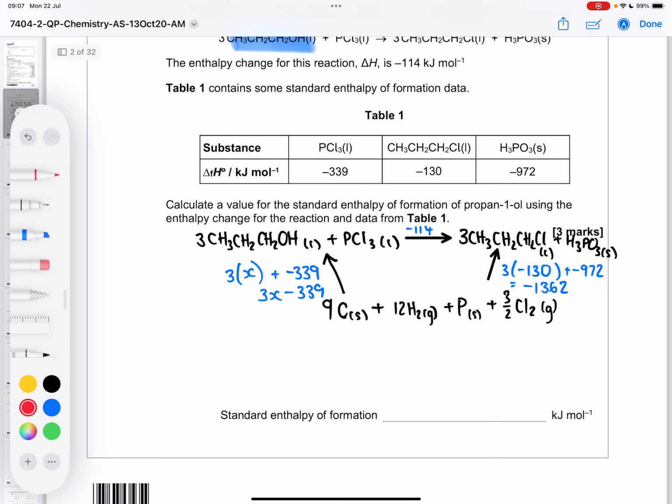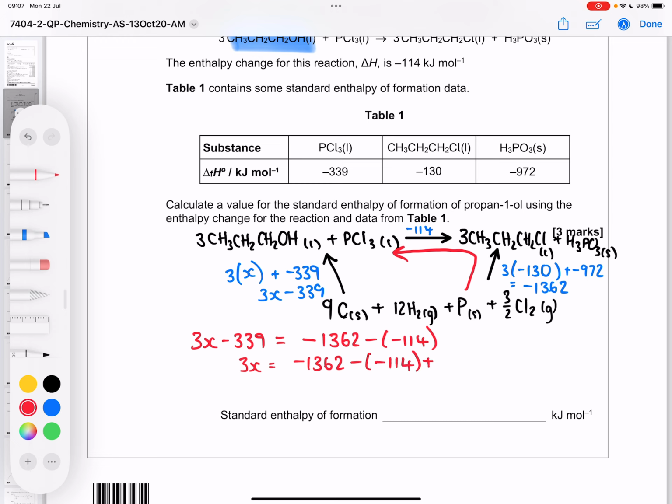And according to Hess's law, enthalpy change is independent of route. So the one we want is inside this left-hand arrow. If we go a different way to get that left-hand arrow, we could say that 3x minus 339 equals minus 1362 minus 114. So 3x equals minus 1362 minus 114, which becomes plus 339. We could type that on our calculator. So 3x equals minus 909, so x equals minus 303.